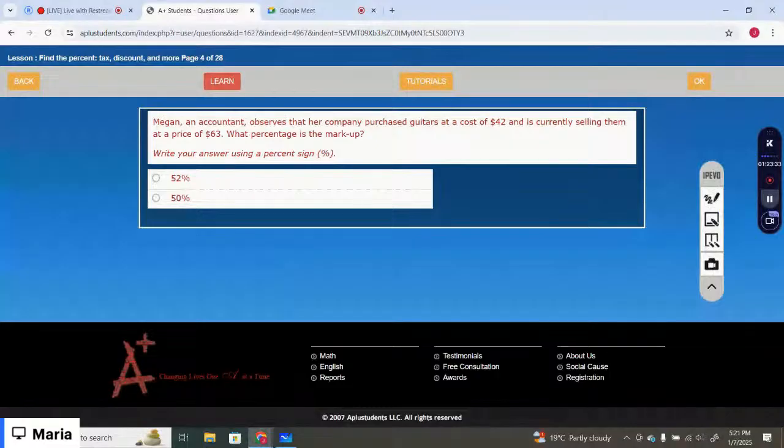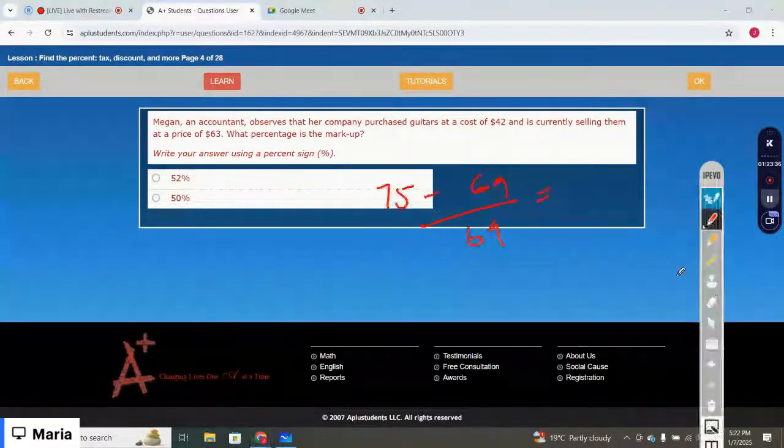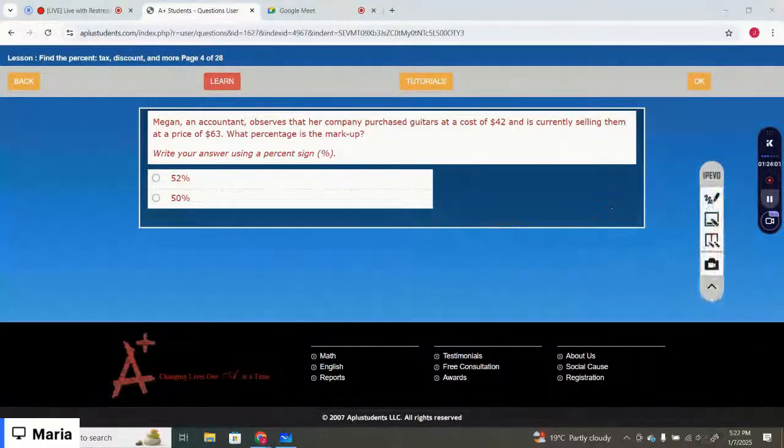So 42, that is 63 minus 42 divided by 42, because originally that was $42. So 63 minus 42 is 21. 21 over 42 is 50%. The correct option is 50%. Option number 2 is the correct option.